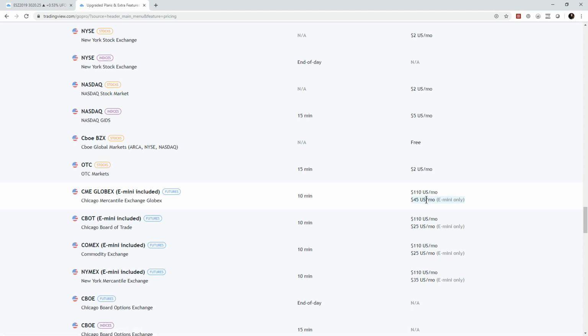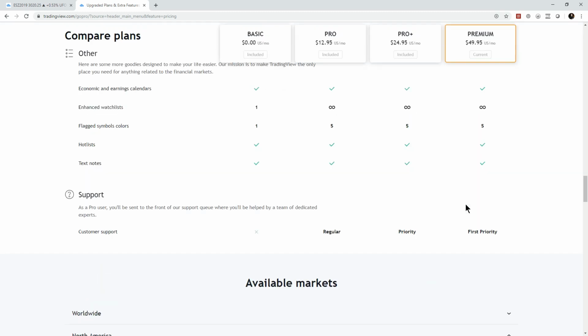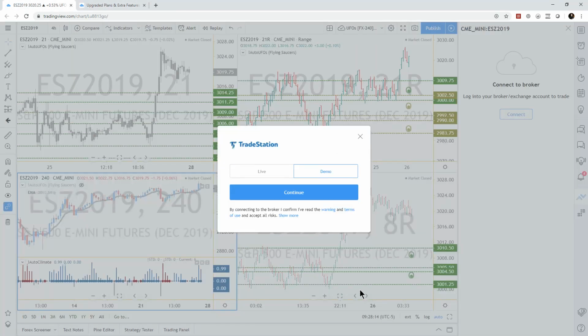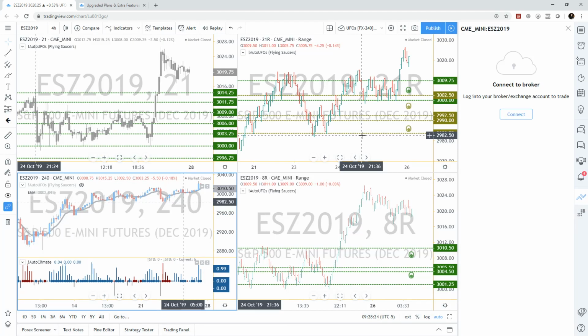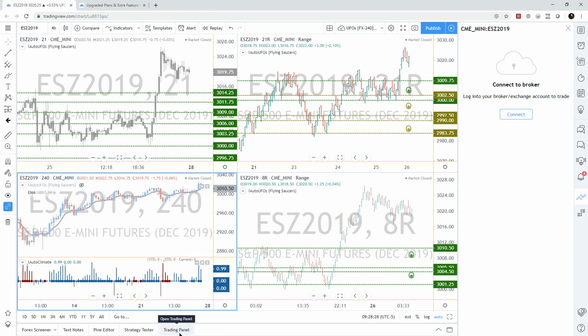But again, if you want it to be even more reasonable, just open an account with TradeStation. TradeStation will not charge you anything on a monthly basis, but they will give you real-time market data. And then, as I did myself, you can connect to TradeStation and benefit from the real-time market data. And also, by the way, you could execute from here as well.